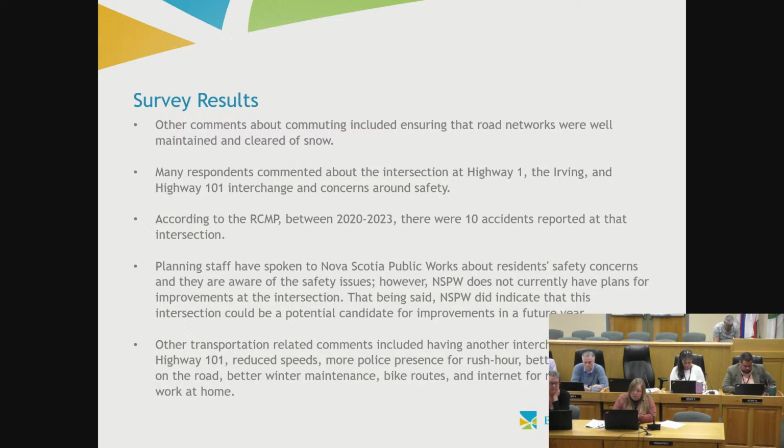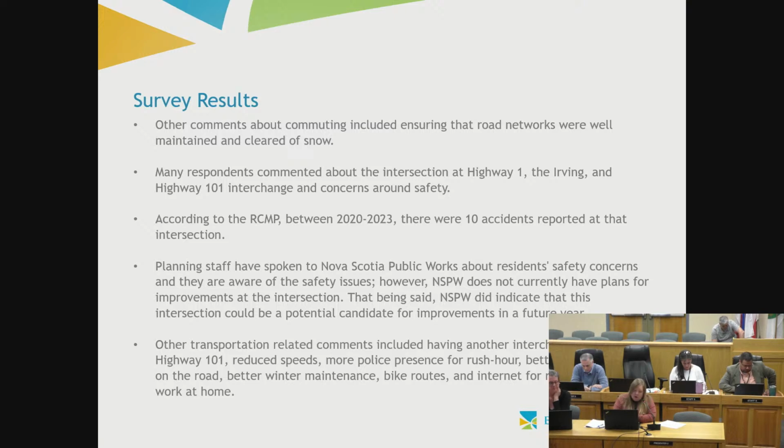Planning staff have spoken to Nova Scotia Public Works about resident safety concerns, and they were aware of the safety issues. However, Nova Scotia Public Works does not currently have plans for improvements at that intersection. However, they did indicate that this intersection could be a potential candidate for improvements in a future year. Basically, there's probably other projects that they have to get done first before they start looking at this particular intersection.